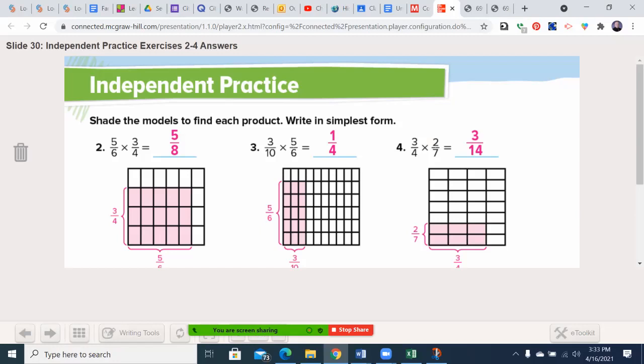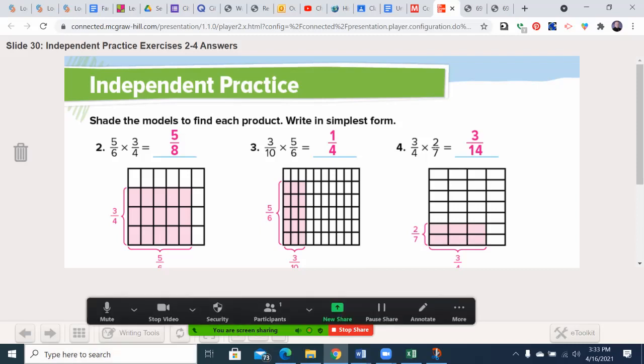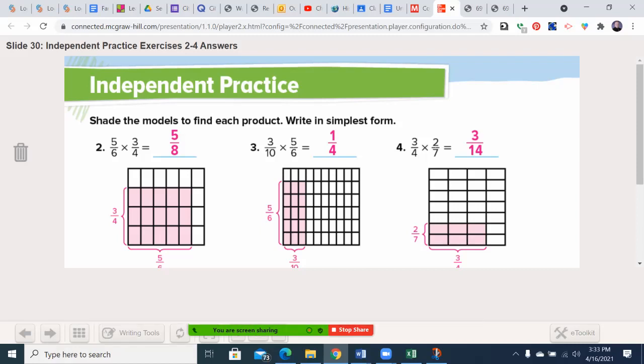5/6. That's why you have 6 columns, and 3/4. You get 5/8 as your simplified answer. So it's 24ths. If I divide top and bottom by 3, that's where you get that. For here we have 15/60ths, which is a quarter. And then 6/28ths, which is equivalent to 3/14. Always make sure that you simplify where necessary.